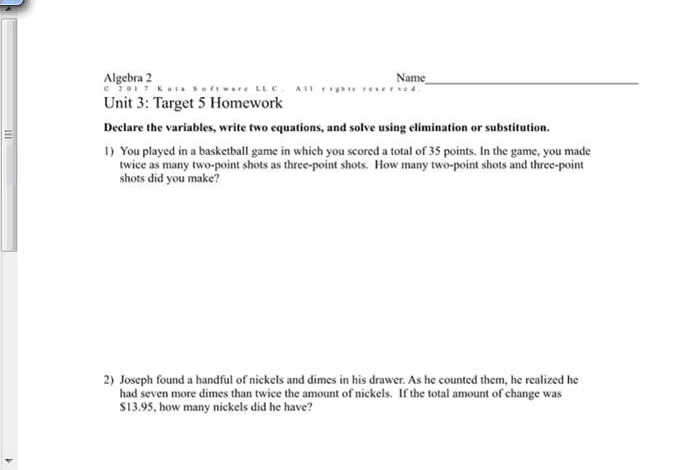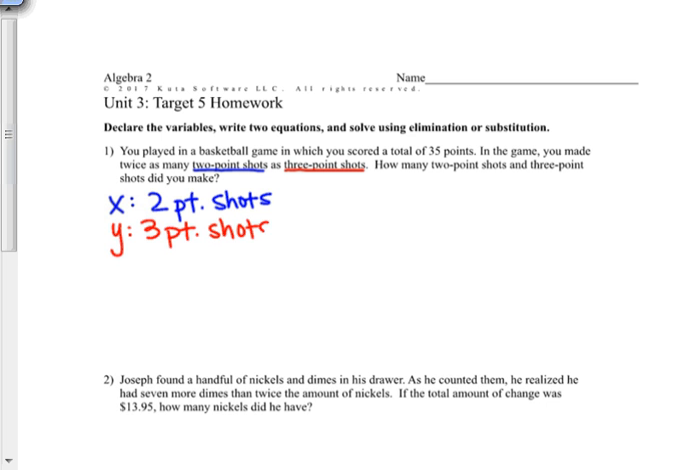I'm going to go ahead and start by declaring my variables on the left-hand side. There's not a little heading for that, but I'm just going to do it anyway. So I'm going to say that my x are my 2-point shots. It's the first thing I saw, 2-point shots. So then I'm going to say that my y are my 3-point shots. All right. So then I have to go ahead and create some equations here.